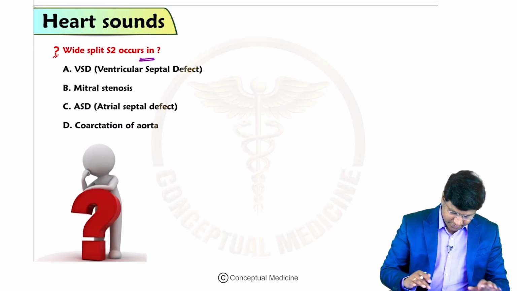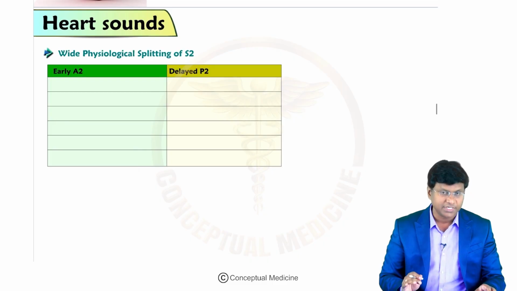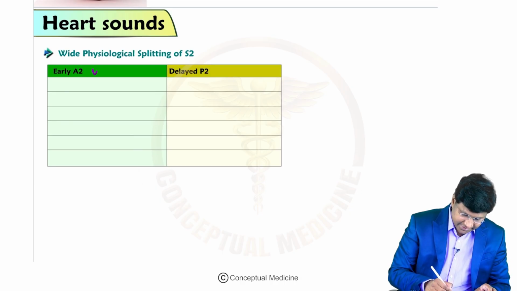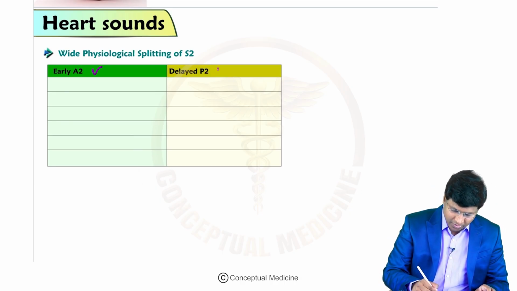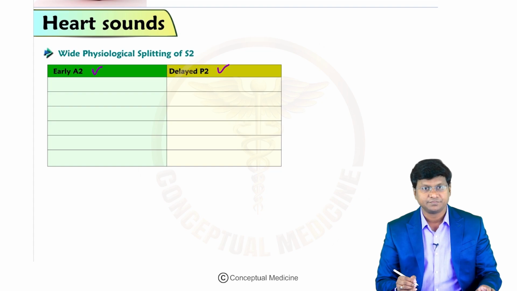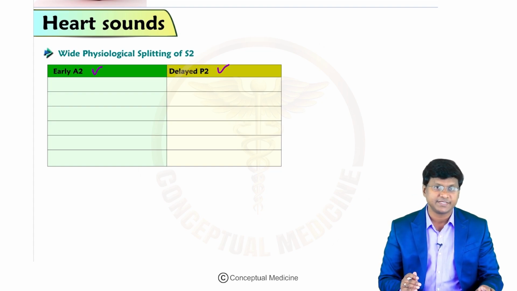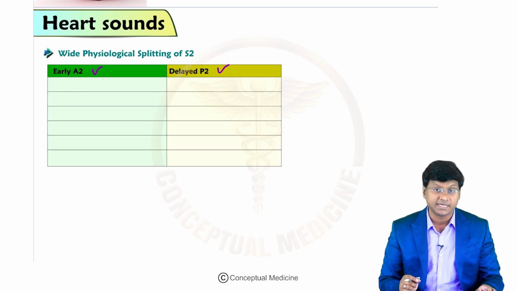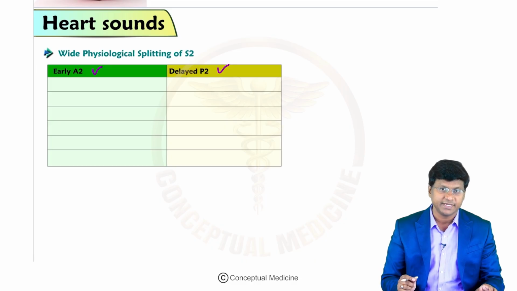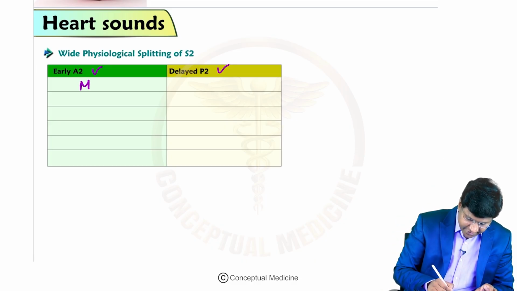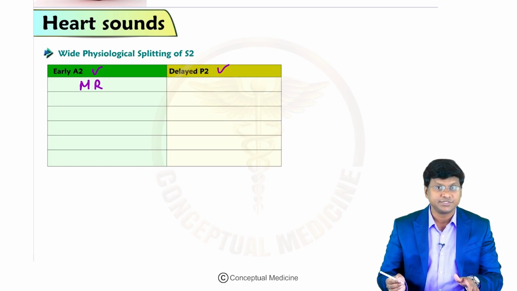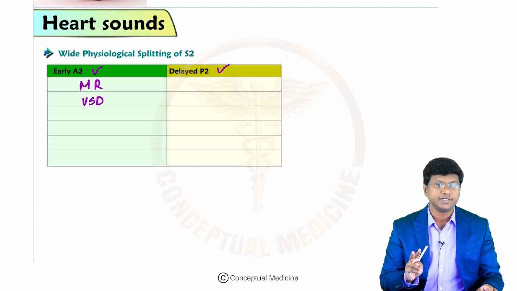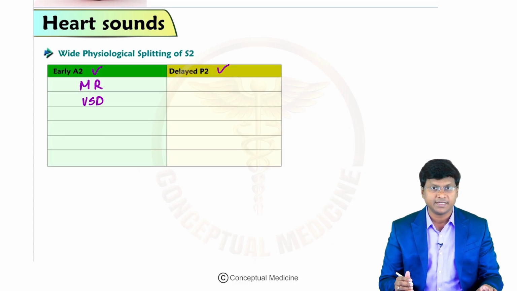So for wide split S2 to occur, either of these should happen. Either there should be an early A2 or there should be a delayed P2. Then you will have a wide split S2. Now let me discuss the conditions where you have the presence of the early A2. In which scenarios do you have the early A2? Early A2 you can have in mitral regurgitation and in patients with ventricular septal defect. So in these two clinical scenarios you have the presence of the early A2.